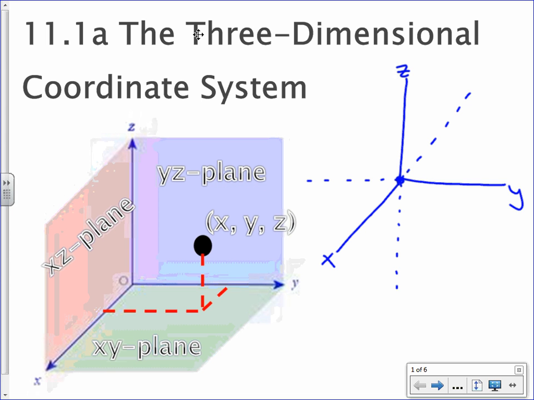So octant 1, 2, 3, 4. We're going to go in the same pattern we would with just the 4. There are 8. So we're above the desks now, where z is positive. Then 5, 6, 7, 8, we're going to go below where z is negative.